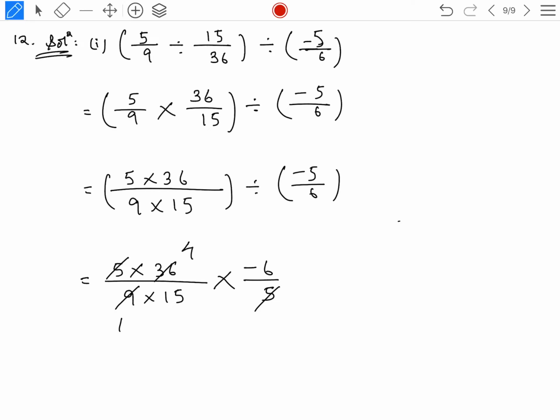Then 9 1s are 9, 9 4s are 36, yes or no? Then 3 2s are 6, 3 5s are 15. So in the numerator what we have left? We have left 4 into minus 2, and in the denominator we have left only 5, because both are 1, here also 1, here also 1. Understood? So it will become minus 8 by 5. So this is your answer, minus 8 by 5. Number 2 you will solve by yourself.